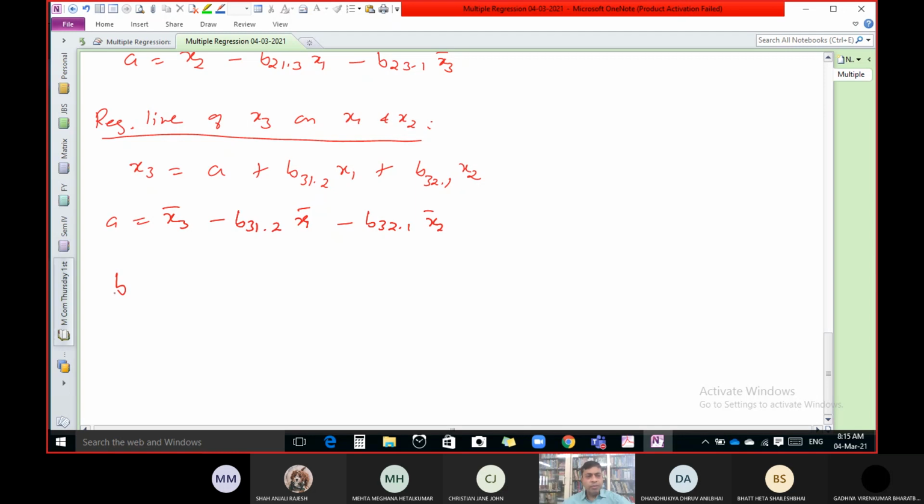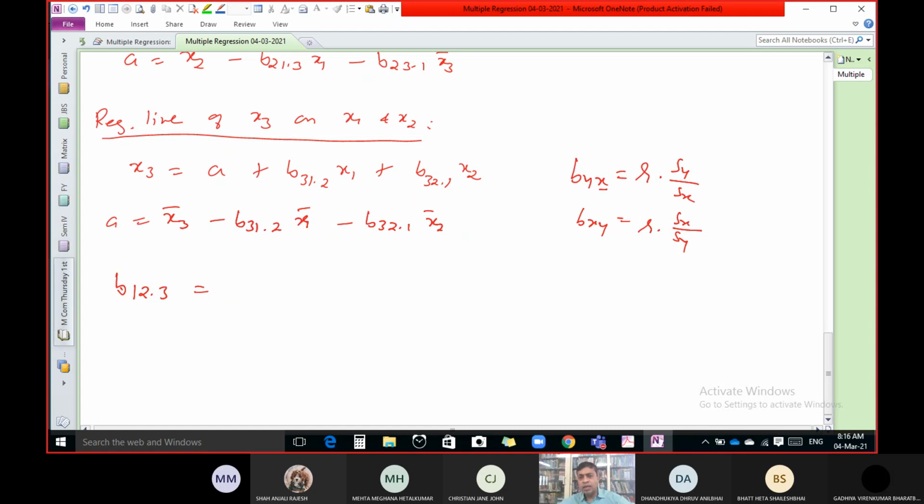So b12.3, what is the formula for this? It's like byx or bxy, so we know the formula for this. It is r into sy upon sx, and here r into sx upon sy. Here the formula is different.